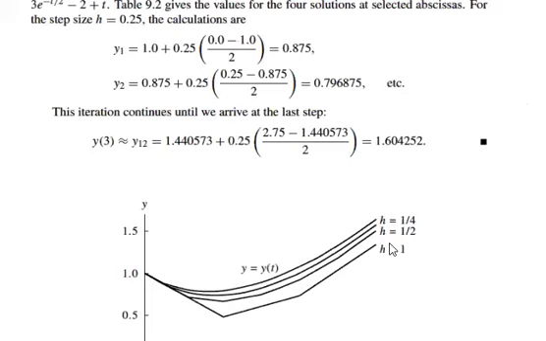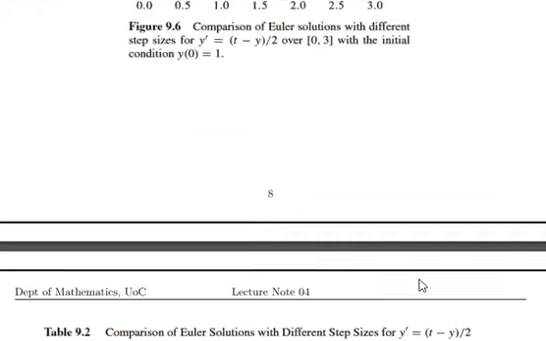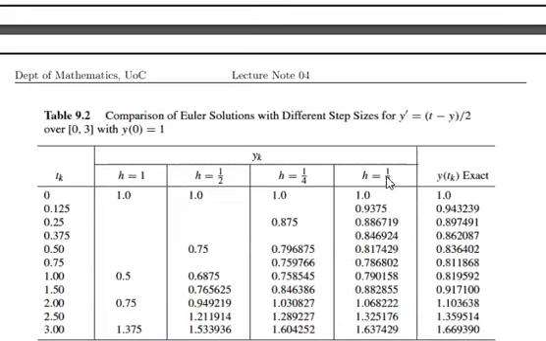Here they decrease the step size. That means you increase the number of subintervals. When you increase the number of subintervals, this converges to the solution curve, approaching the exact solution. Here the step size is one. You reduce the step size, and this is the exact solution. Look at the difference between these. Small difference.